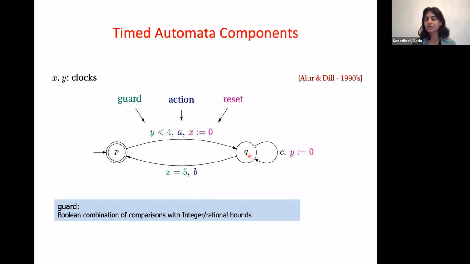So while in Q, every time that C occurs, then the transition takes place and the clock Y is reset. And then finally, when B arrives, then if the value of clock X is exactly 5, the transition takes place and the location becomes 5.